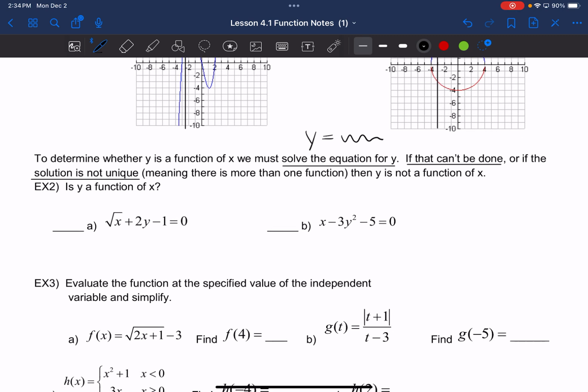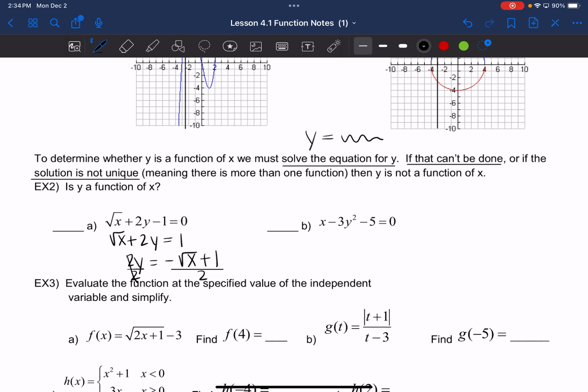In this first equation, if I'm trying to get y by itself, what would we move first? The positive one to the other side. Okay, so move it to the other side by adding. So I'd have square root of x plus 2y equals a positive 1. Then what should we move? Square root of x. How would I move it over? Subtract. So I'd have 2y equals negative square root of x plus 1. Then what should we do? Divide by 2.